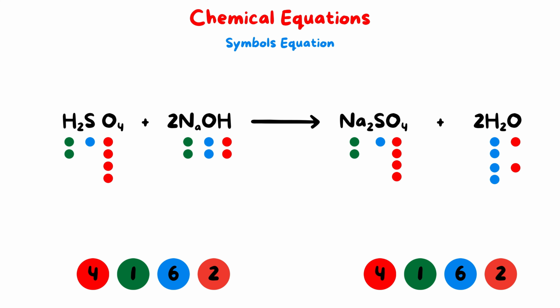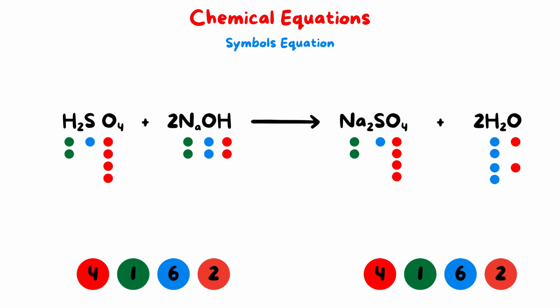The right side has 2 sodium atoms, while the left side only has 1. To balance sodium, we place a 2 in front of the sodium hydroxide on the left. This gives us 2 sodium atoms and also increases the number of hydrogen and oxygen atoms. Now we count the atoms again. On the left side, we now have 4 hydrogen atoms, 1 sulfur atom, 6 oxygen atoms, and 2 sodium atoms.